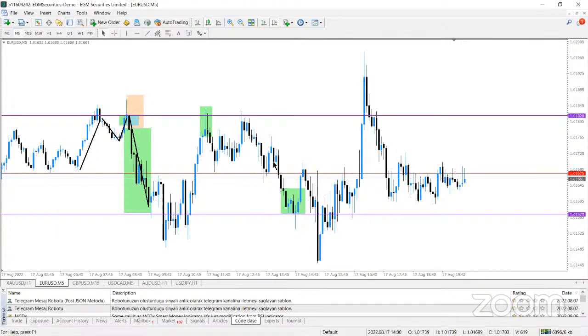The other one is over here. I think I marked this, it was very clear. We had this push downwards. We had one final attempt to go lower, but then the market failed to close lower.